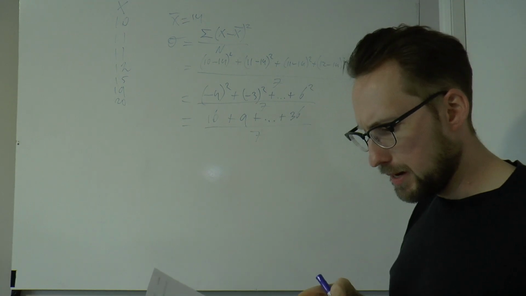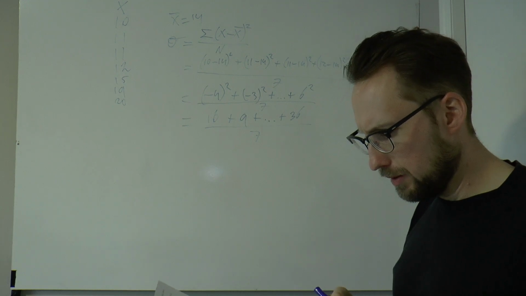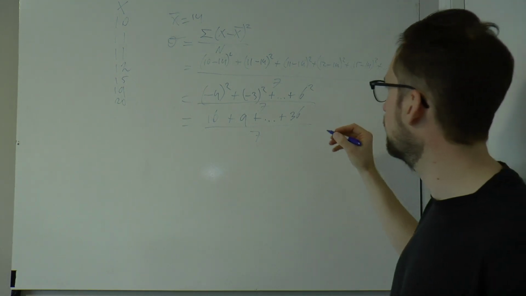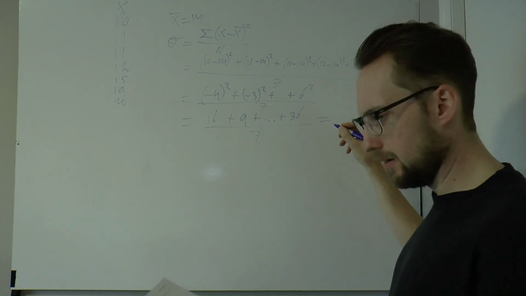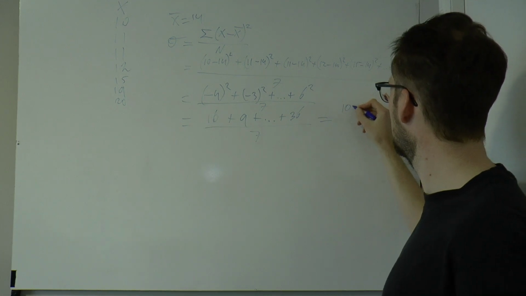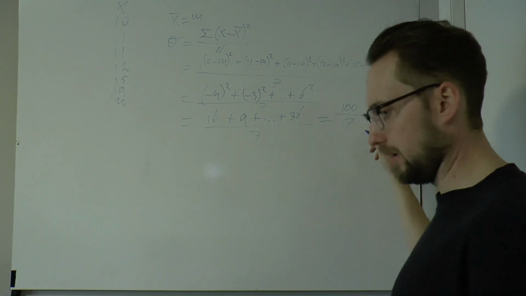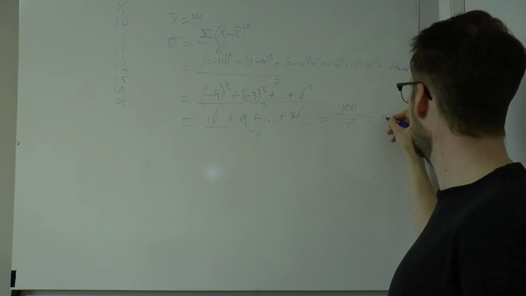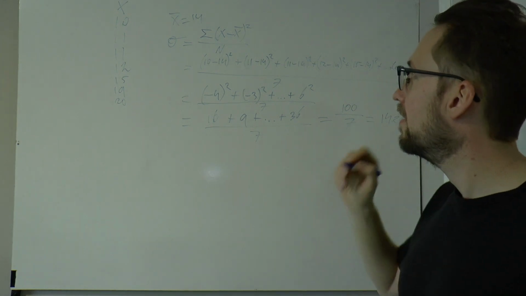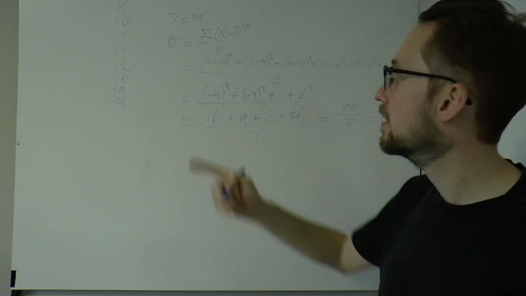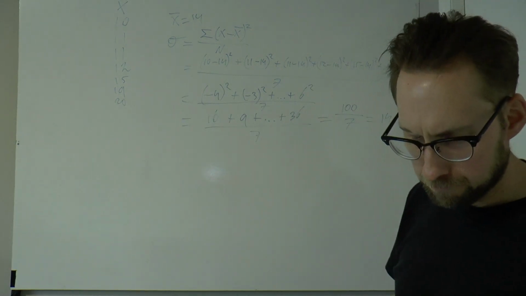When I do this, I'm just looking at my answer here to make sure I get all the numbers. When you add up all these numbers, you should get 100 divided by 7, and that is 14.29. This is the variance of that data set.